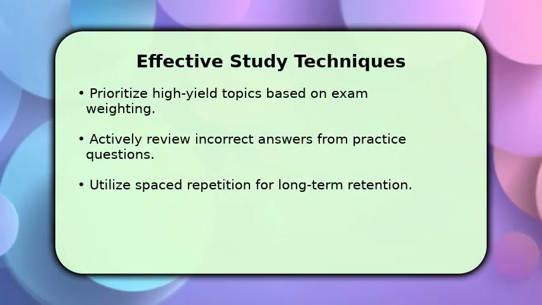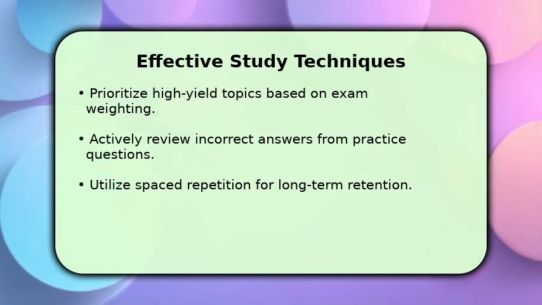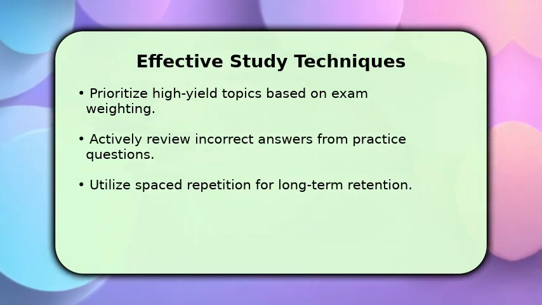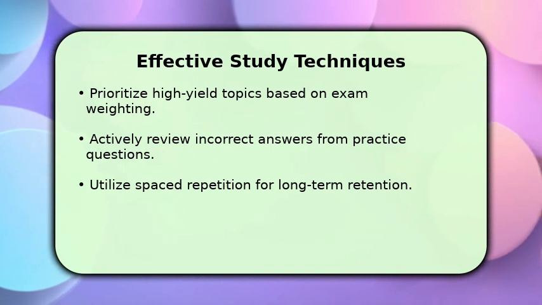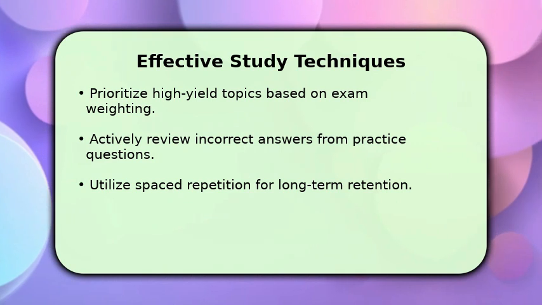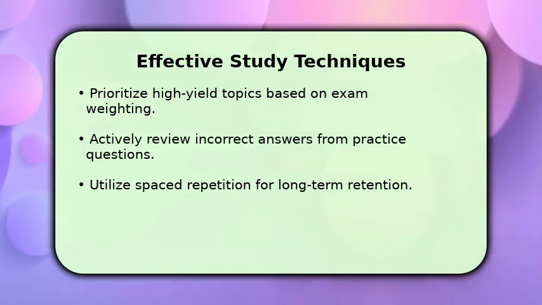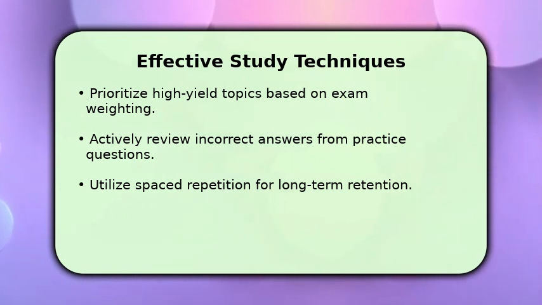To maximize your study efficiency, prioritize high-yield topics that frequently appear on the MCAT, focusing your efforts where they matter most. When reviewing practice questions, don't just note the correct answer. Deeply understand why your initial choice was wrong. Implement spaced repetition techniques for key concepts and vocabulary to ensure long-term retention, making your study time more effective and lasting.